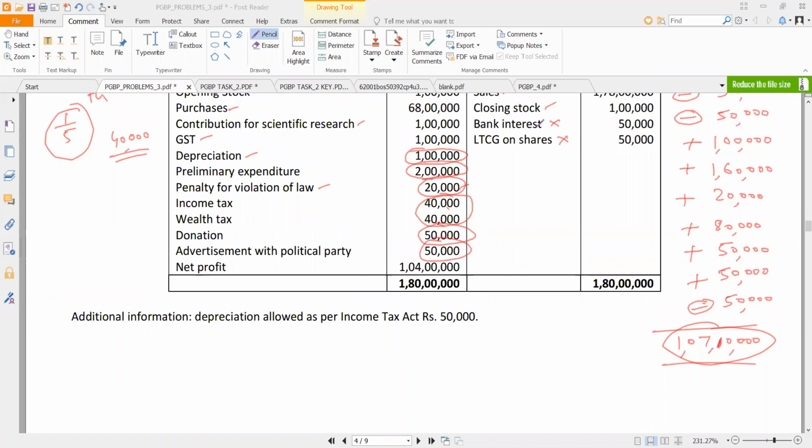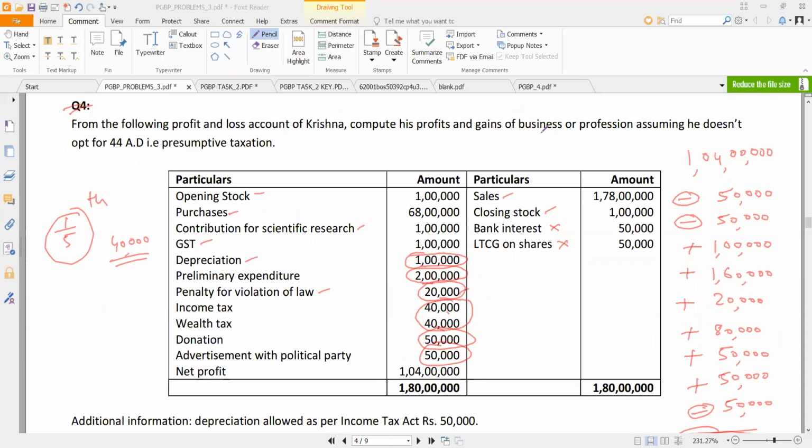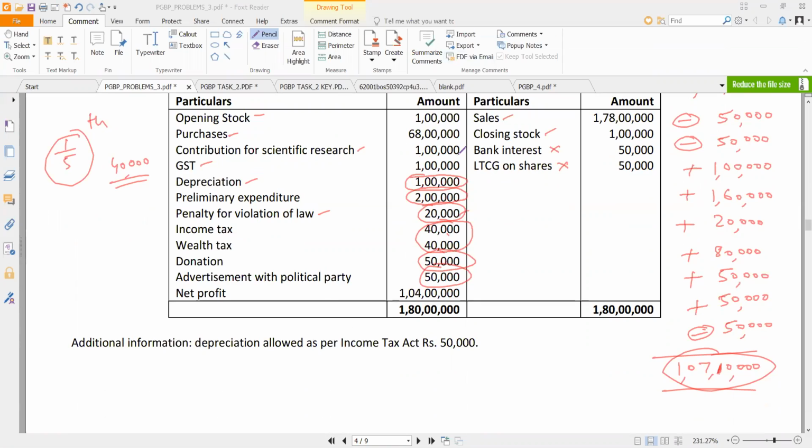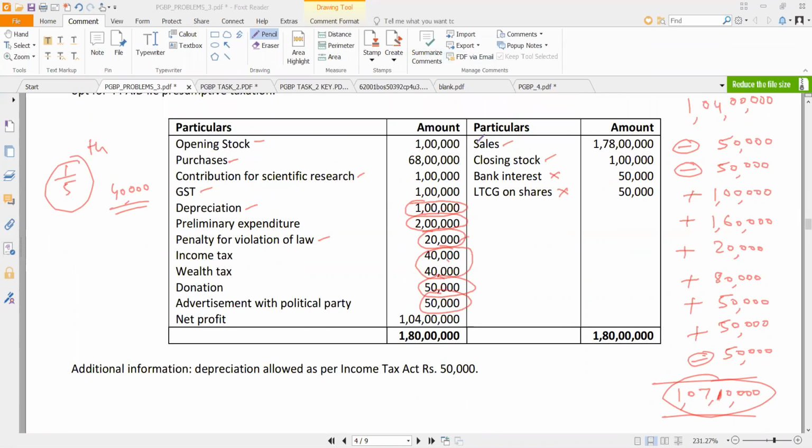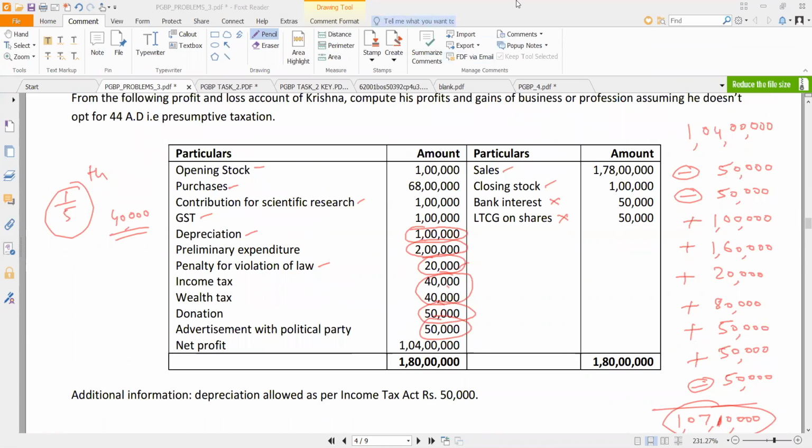If you have any doubts, ask now. Where you went wrong is the place where you got it wrong naturally. Otherwise, why would you go wrong? Or you didn't apply the provision correctly. Everybody got it now? Question number four. Okay.